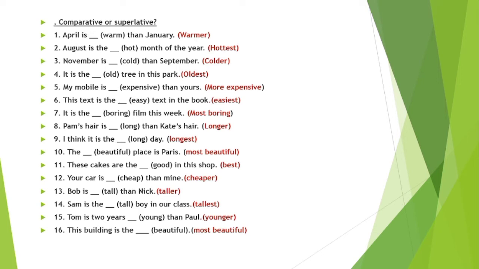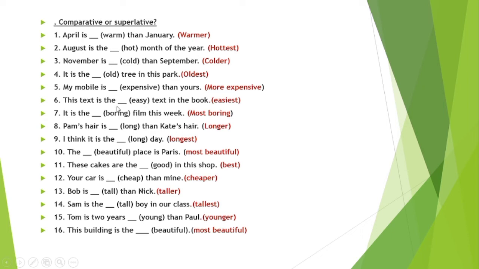My mobile is expensive than yours. Again there is a comparison. You can see there is the word than, so it shows the comparison. Now expensive has more than one syllable, so we cannot add er or est. That is why we'll say more expensive. My mobile is more expensive than yours.